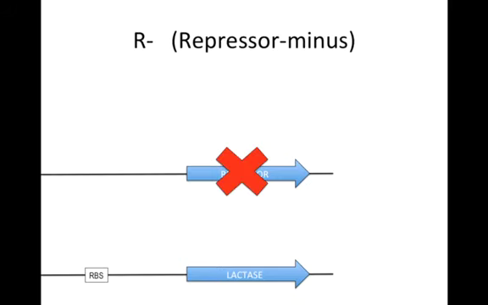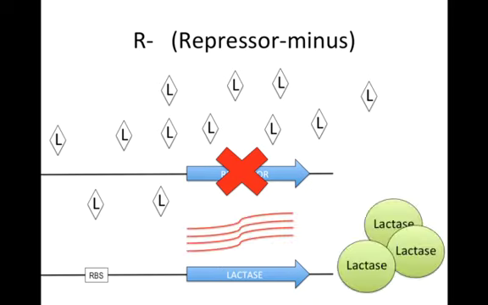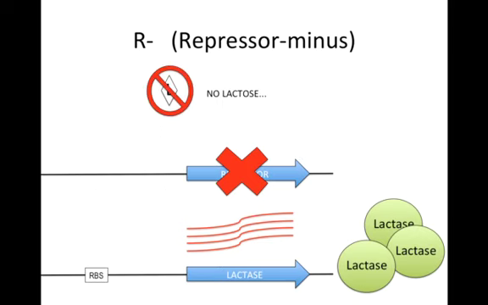So the first thing is we can imagine an R-minus mutation. That would be repressor minus. We mean here a mutation that knocks out repressor function. So this means no repressor protein is produced. Whether or not there's lactose, we're not going to have repressors. And so that means we have no repressor binding to the RBS, and so we're going to have production of lactase. And that's the case whether we have lactose or whether we don't have lactose.